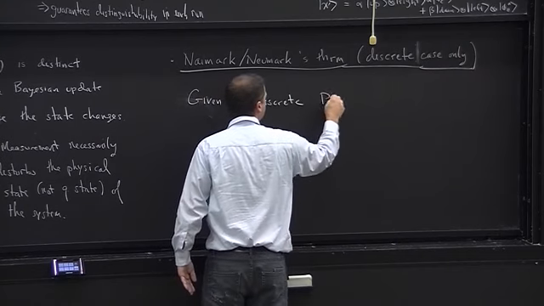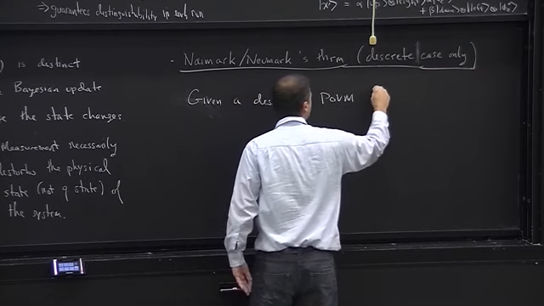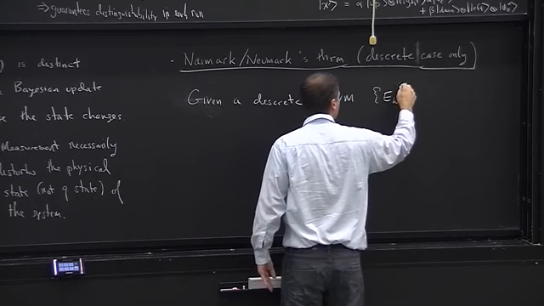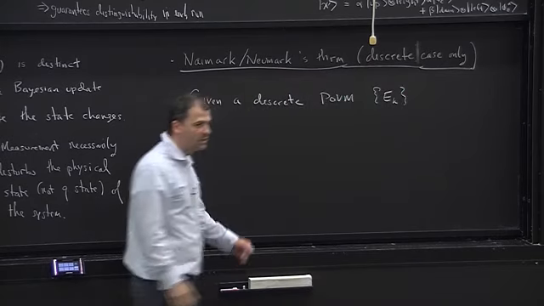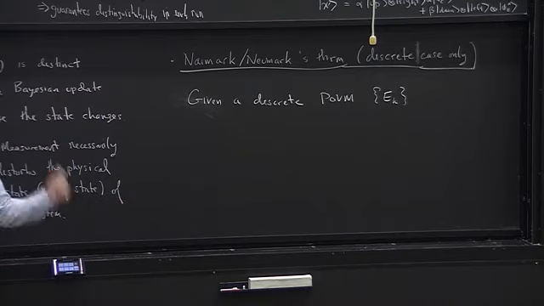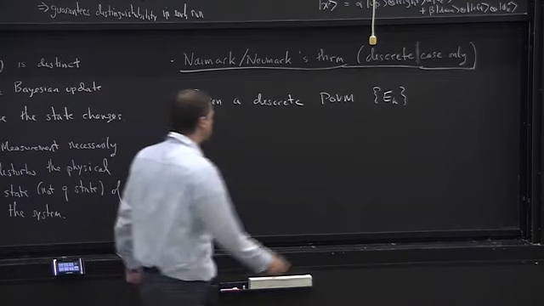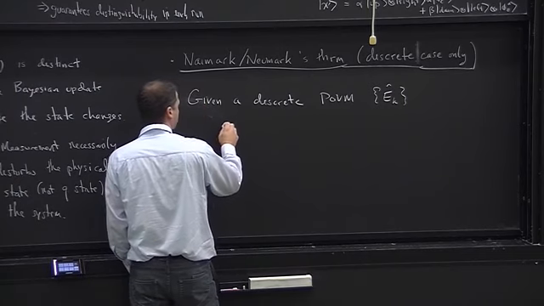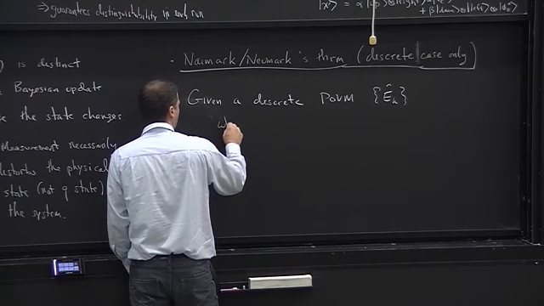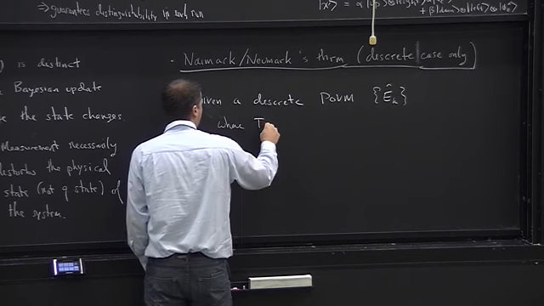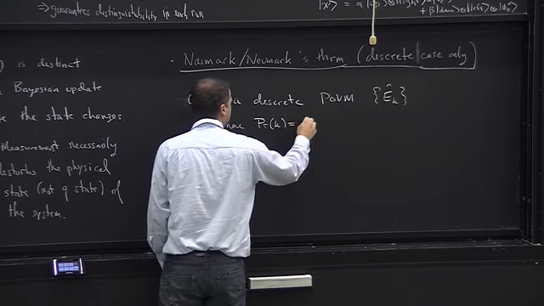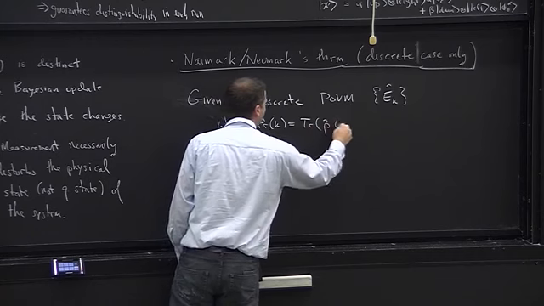Given a discrete POVM, which is a set of operators E_K, and remember the E_Ks have to sum to identity, and each one is non-negative. Where we have the Born rule, the probability of outcome K is equal to the trace of rho E_K.